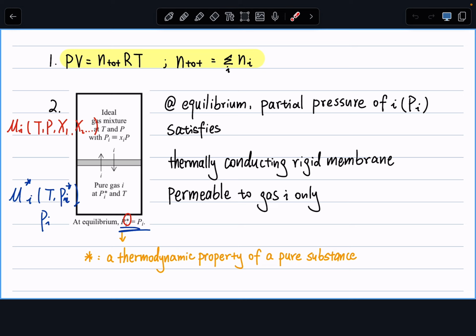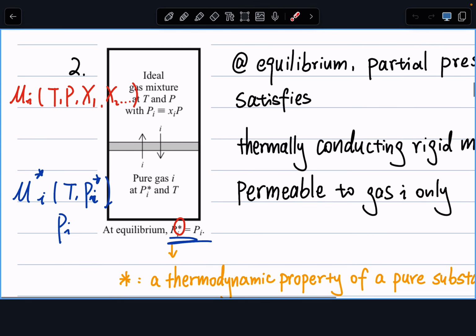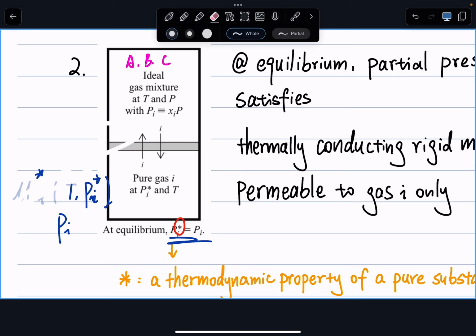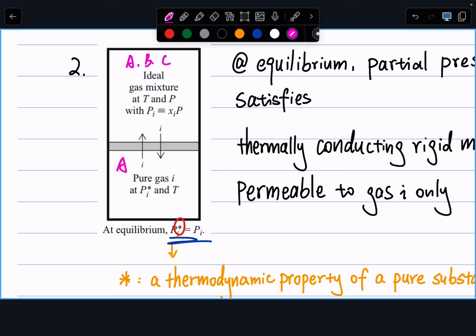The whole point here is we know how to calculate the chemical potential of a pure substance. What we don't know is how that relates to the chemical potential in a mixture. So for example, let's say we have A, B, and C in my ideal gas mixture. Let me just remove everything here. In the bottom chamber, we only have gas A. The top chamber and the bottom chamber are separated by a rigid membrane that allows only gas A to permeate through.